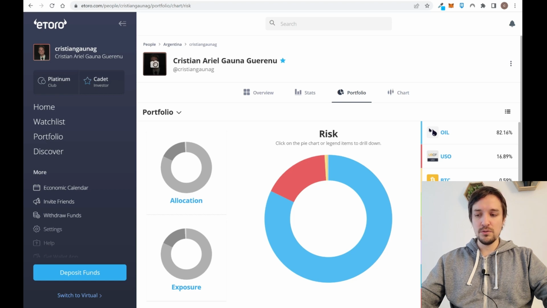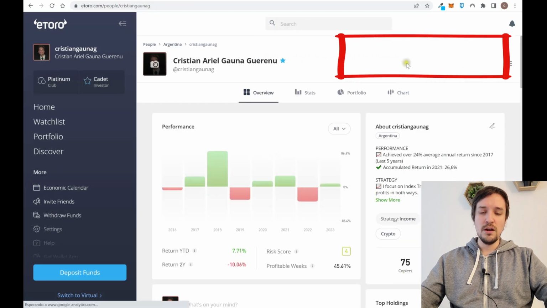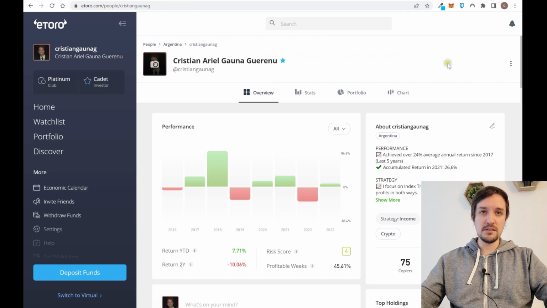And how can you start copying, for example, my portfolio? You have to search in here for my name, in this case it is Christian Gauna. You can select my name and that's it. In here it is going to show you a specific button that says copy, and then you can select the amount of money that you want to copy me with, and if you want to copy open positions or close positions.